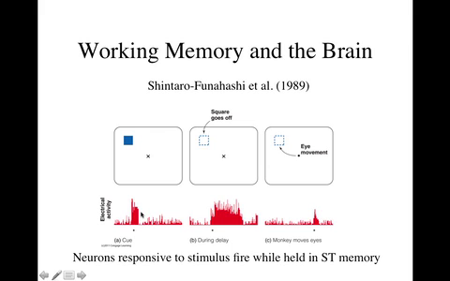And it would fire somewhat to the square, but then when the square disappears, if the monkey has the task of remembering where that square is, because it then later has to move its eyes there, you see that this neuron goes kind of crazy when the square goes away. And that suggests that these neurons are really coming online specifically when the memory of that information is required. So the neuron responds to the stimulus and will fire here while the information is being held in short-term memory.